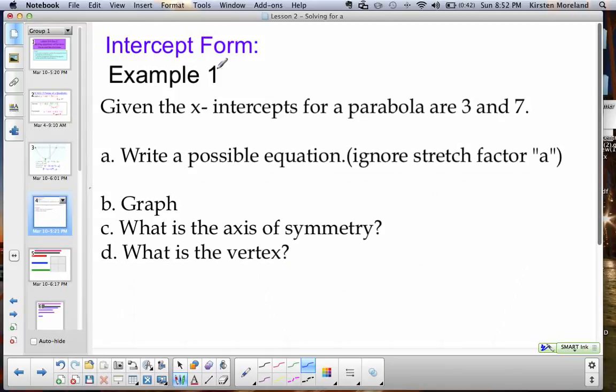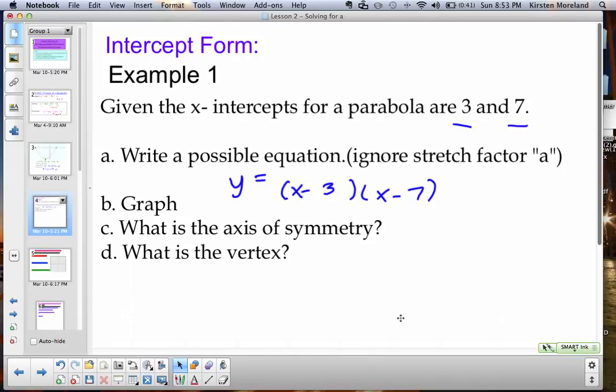So first, now this is going to, instead of looking at a graph, now I'm just going to tell you the x-intercepts are at 3 and 7. It says write a possible equation. All right, so it says ignore the fact that we don't know the stretch factor. So a possible equation in factored form is going to be x minus 3 because it was really a +3, and x minus 7 because it was really a -7. And then it says graph.